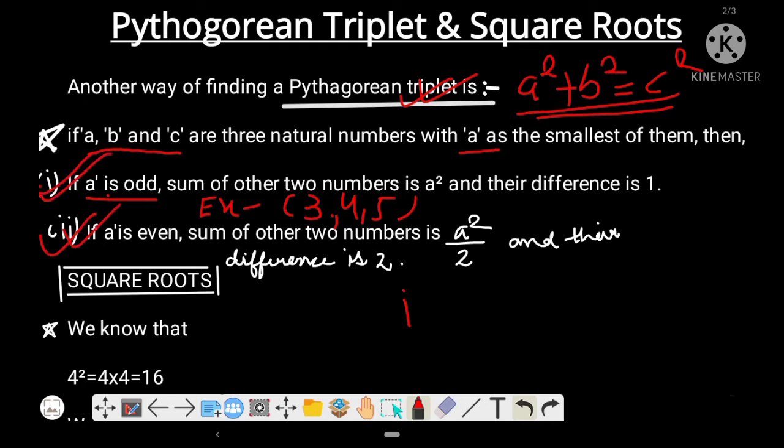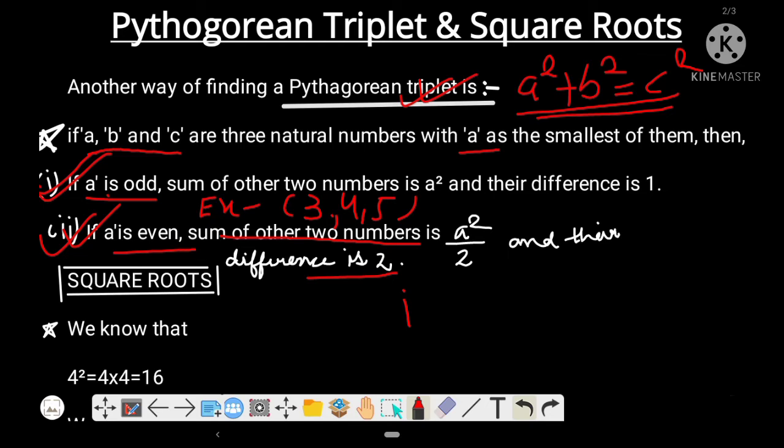If a is an even number, then the sum of the other two numbers is a square upon 2 and their difference is 2. Meaning, if a, the smallest number, is even, then the sum of the other two numbers should equal a square divided by 2, and their difference should be 2.